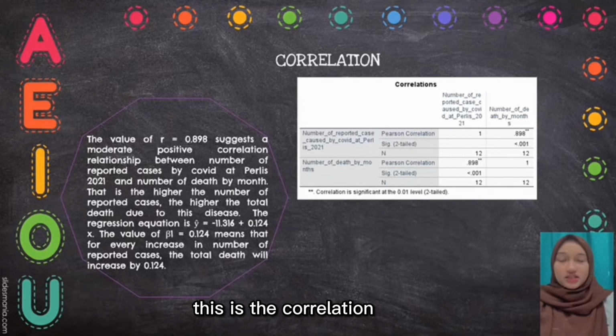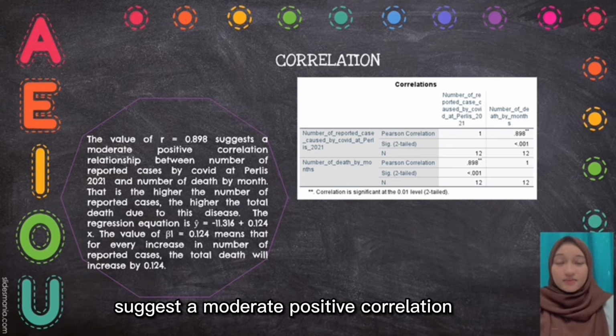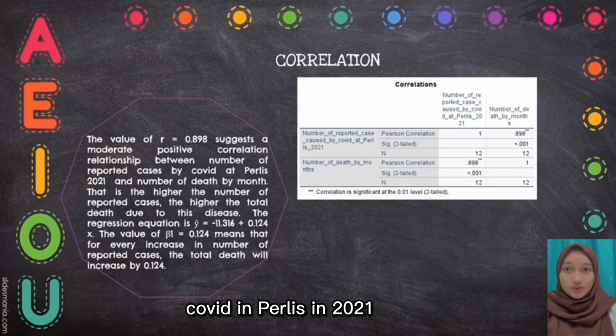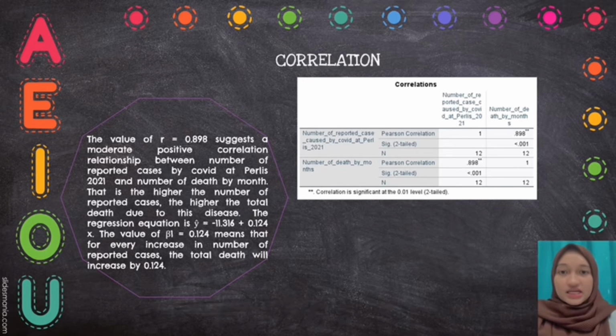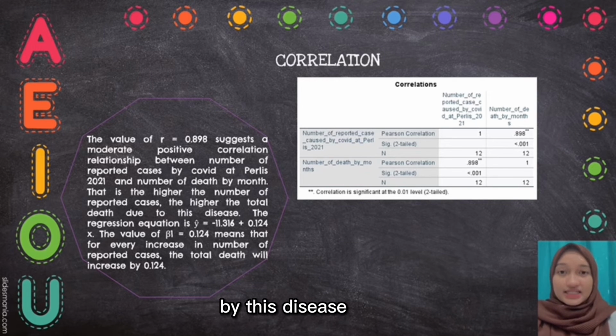This is the correlation. The value of R is 0.898, which suggests a moderate positive correlation relationship between number of reported cases caused by COVID at Perlis in 2021 and number of deaths by month. That is, the higher the number of reported cases, the higher the total death by this disease.